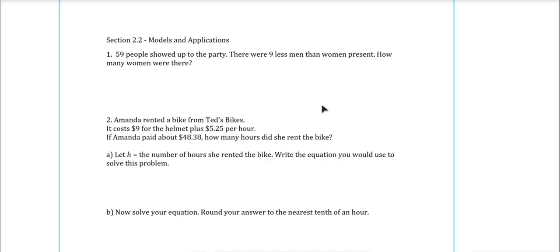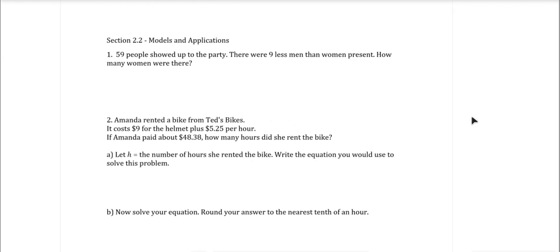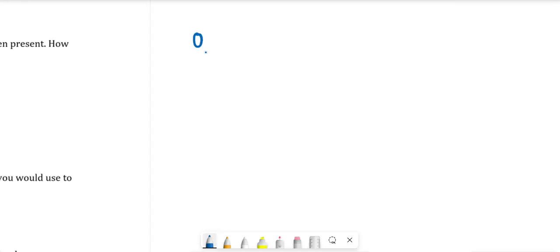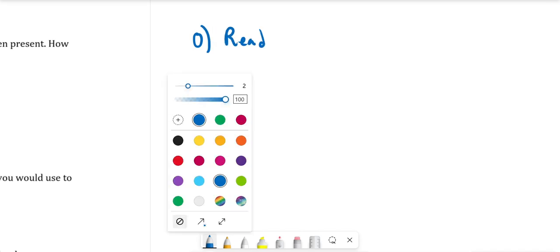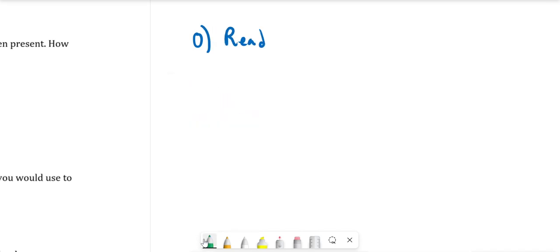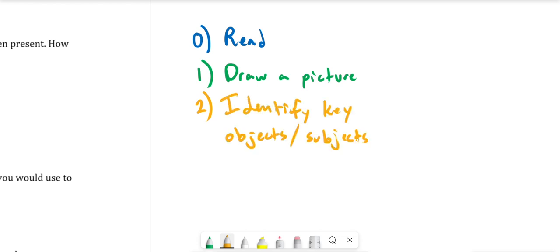Before we begin that, I'd like to give my 2 cents on the correct algorithm for approaching word problems. Now, the most important step is perhaps the 0th one. We're going to want to read the problem. After we read the problem thoroughly, we want to start to break it up into some logical pieces. At this point, I might try to draw a picture, and I might want to identify key objects and subjects in the problem. So what is the problem about?